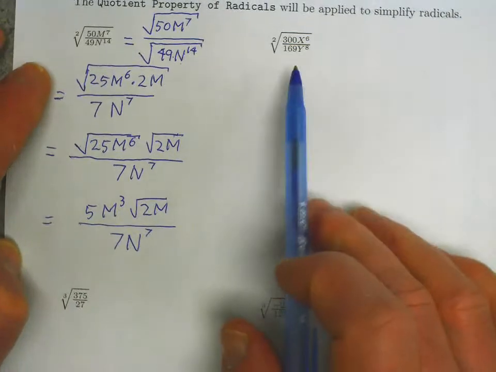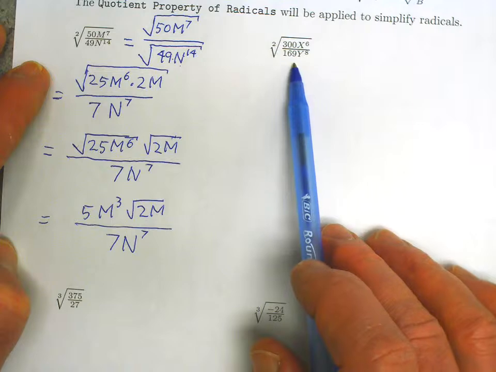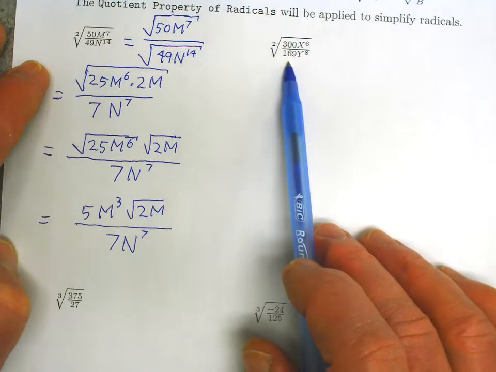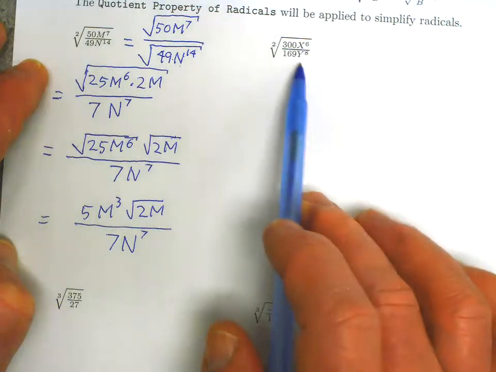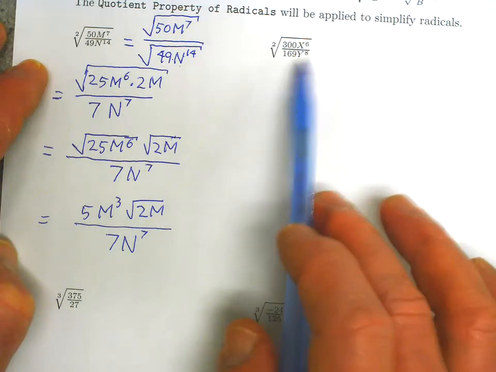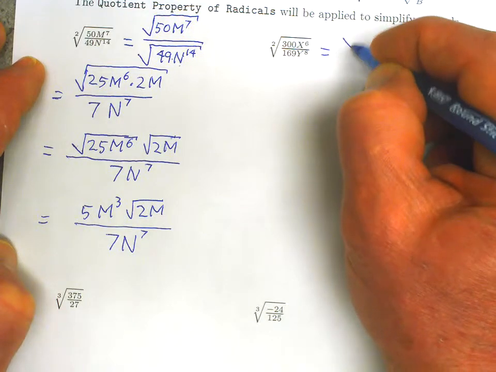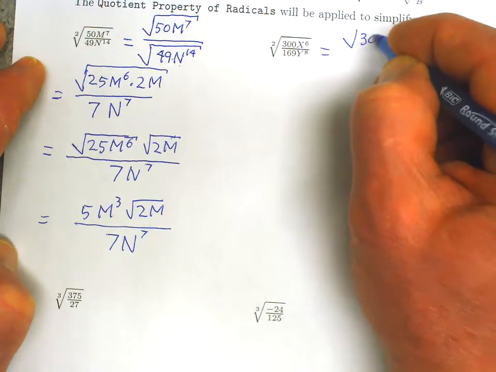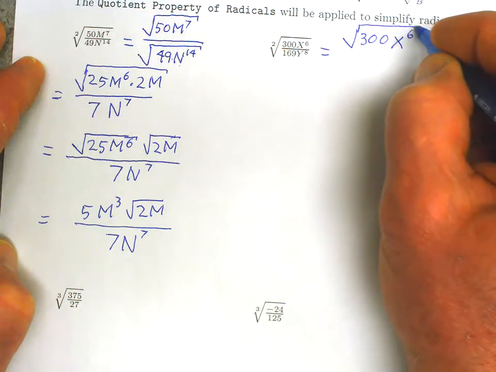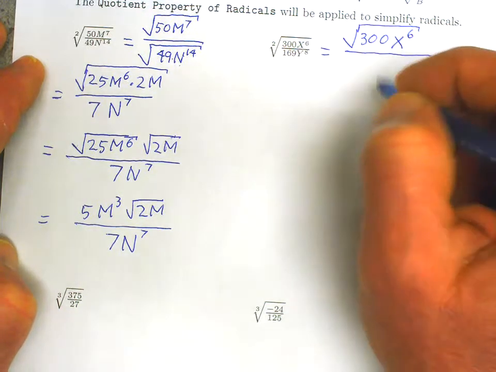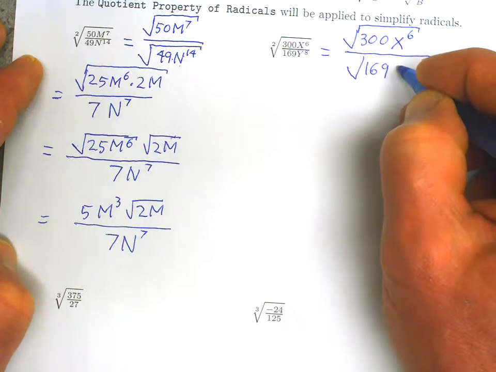Okay, the next example, simplify the square root of 300x to the 6th divided by 169y to the 8th. The quotient cannot be written in lower terms. It's already in lowest terms. So we'll rewrite this as the square root of 300x to the 6th in the numerator. And in the denominator, the square root of 169y to the 8th.